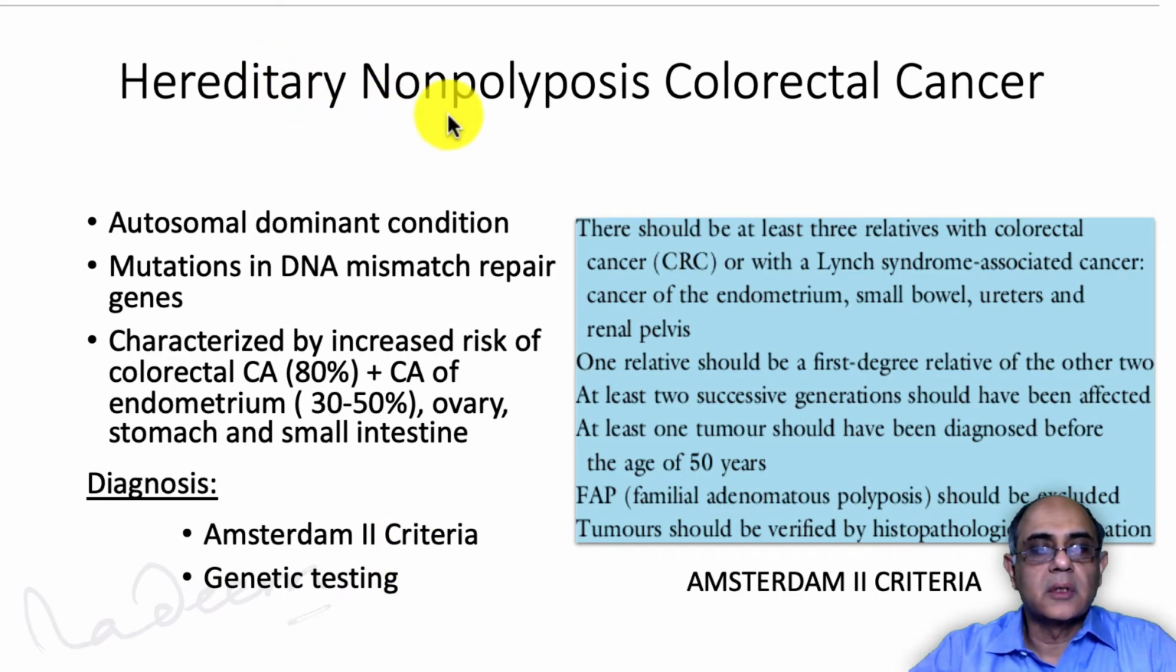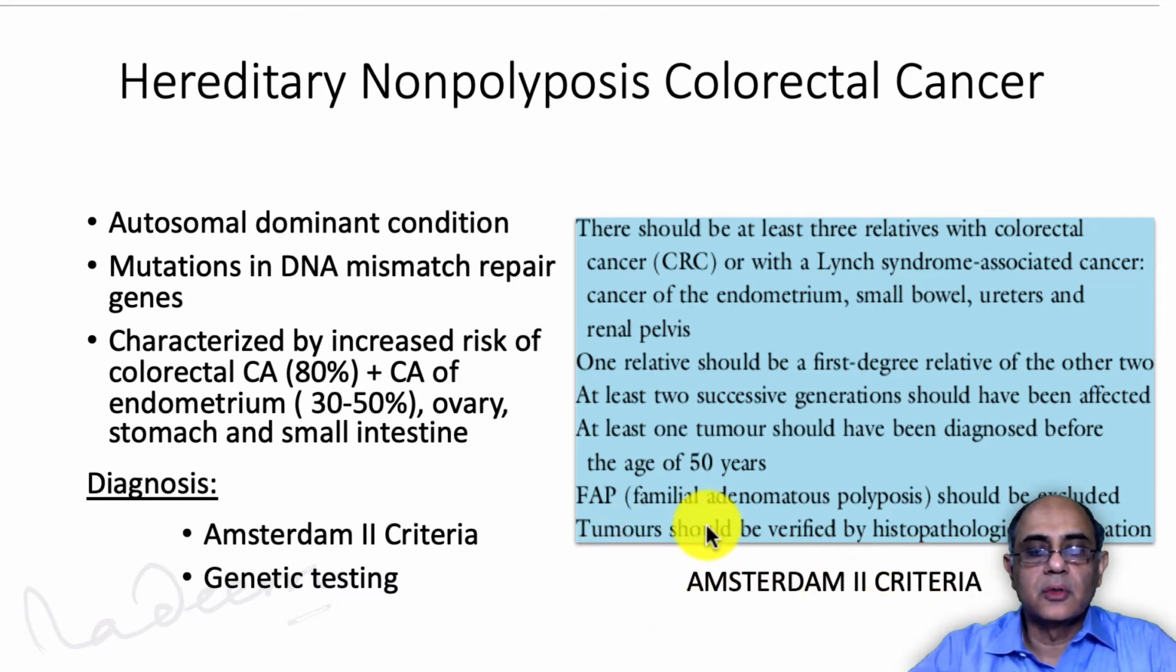The other important syndrome is HNPCC, another autosomal dominant condition, and this has 80% chances of colorectal cancer. The other characteristic of this is association with cancer of the endometrium and cancer of the ovary, stomach and small intestine. So there are two criteria for diagnosing this hereditary non-polyposis colorectal cancer. The ideal investigation would be genetic testing. All the patients whom you are suspecting should have genetic testing. But sometimes genetic testing is not possible. So we use the Amsterdam type 2 criteria.